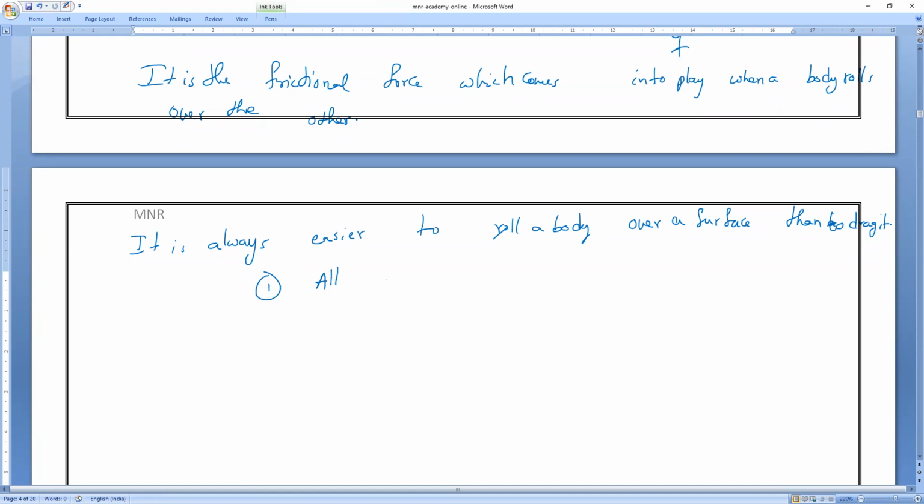One is all the vehicles, whatever running, are provided with what? Wheels. Okay. Next, the second one. How many of you have a bicycle? I think many of you have bicycles and everybody has a good experience with the bicycle. Am I right?